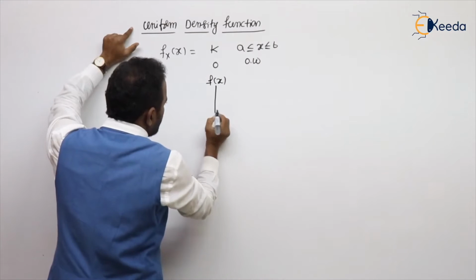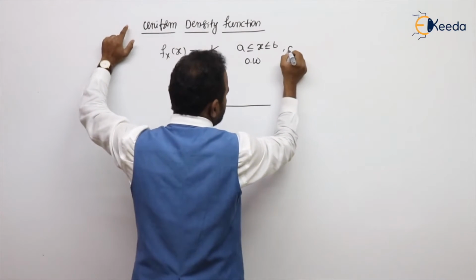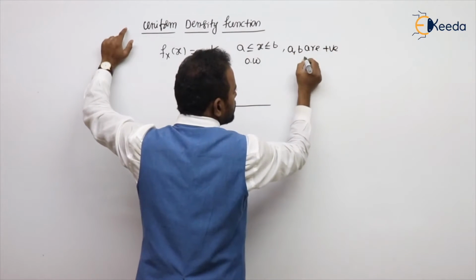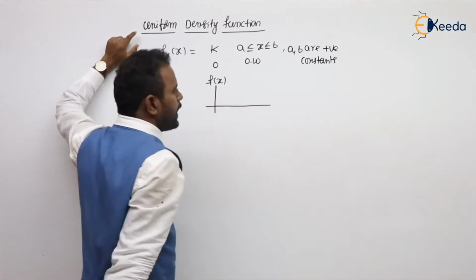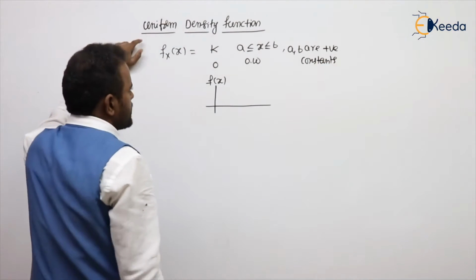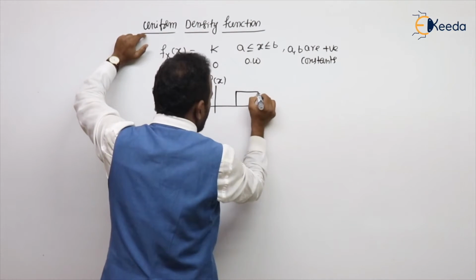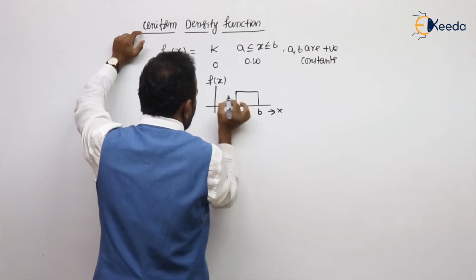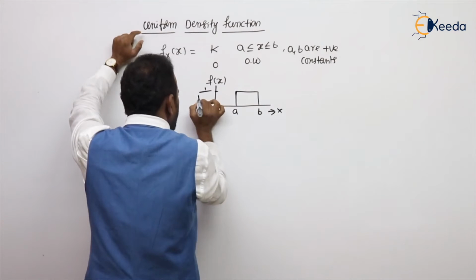For example, if I take a, b are positive constants. Let's see, it's existing from where to where, sir? A to b it is existing, sir. What is this value, sir? 1 by b minus a.